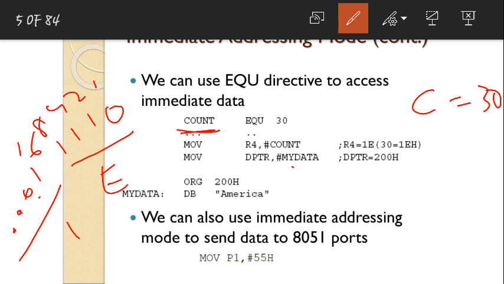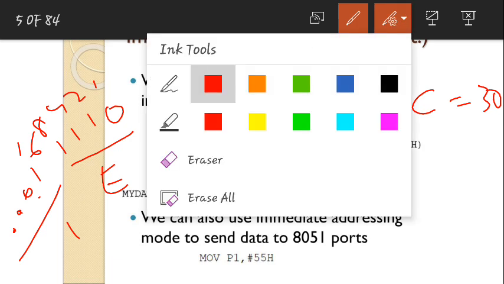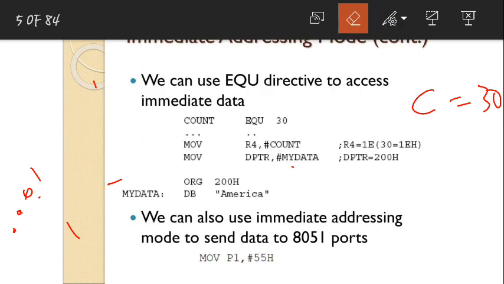So wherever you have a count, you are writing a 30 value in decimal or 1E in hexa. By writing this EQU instruction, you can make the count value a constant in the overall program. Wherever you want to use it, you can use whatever you have defined here. Now in this instruction, you see, he has written MOV R4, #count.